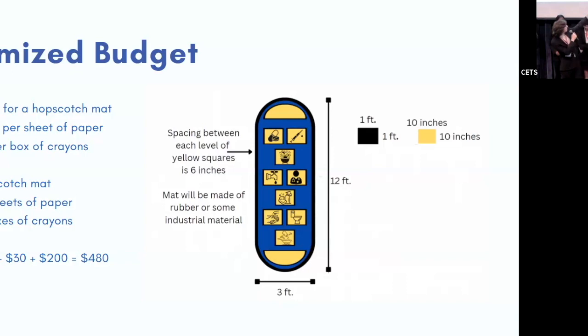And right here is a diagram of our hopscotch mat. So you can see it's a 3 feet by 12 feet mat. And it is going to be made of a sustainable material, hopefully made locally, so that it can also be remade and made again.